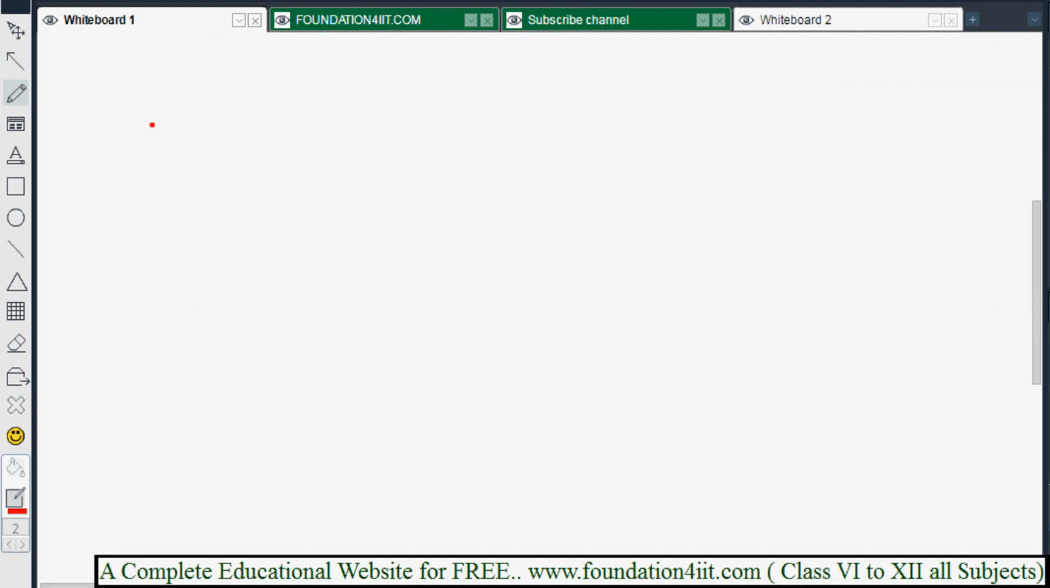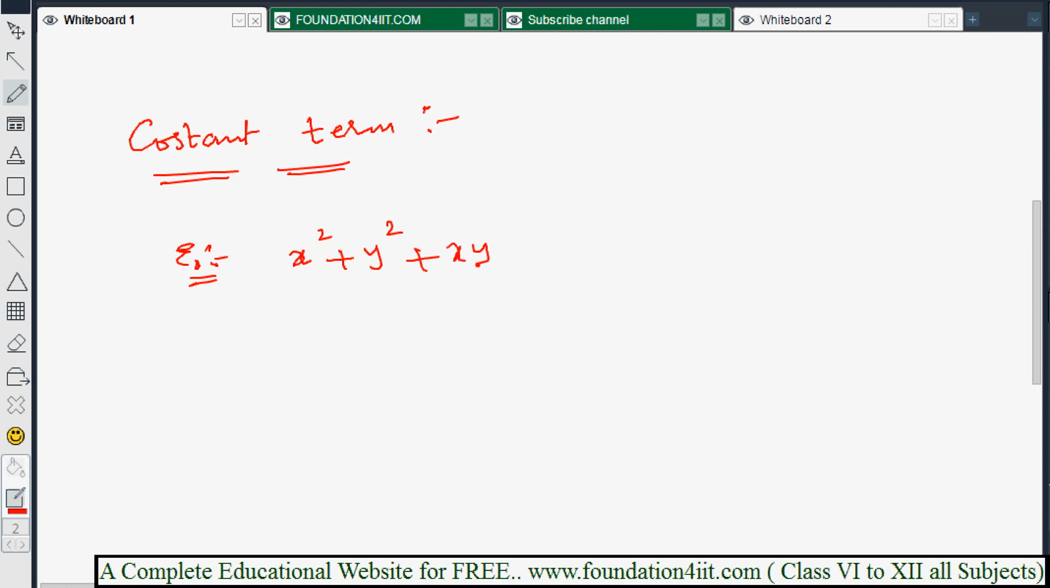Next, you see the constant term. When you take the constant term, it is a term having only a constant. In an algebraic expression, a term which has no literal factor is called a constant term. For example, take the algebraic expression x square plus y square plus xy minus 3. This is actually a combination of 4 terms, but in this the constant term, with no literal, is only minus 3. So in an algebraic expression, a term which has no literal factor is called a constant term.